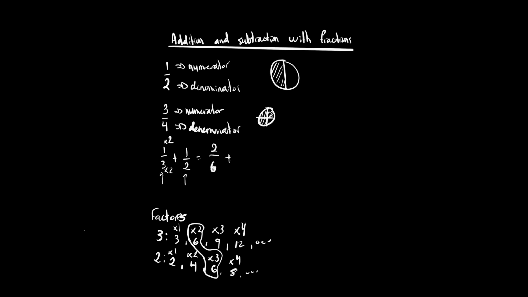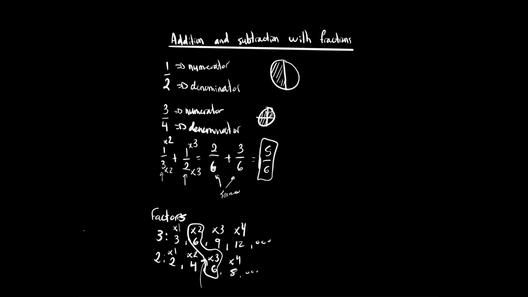And then we're going to change the 1/2 fraction. So the 1/2 is times 3 at the bottom, times 3 at the top. And that gives you 3/6. And then these are the same, so we can just do the addition, right? So 2 plus 3 equals 5/6.